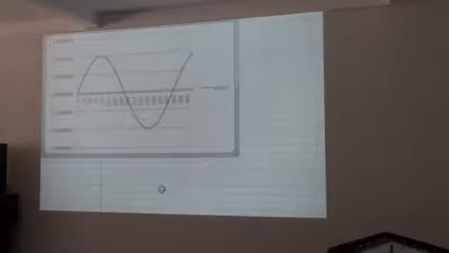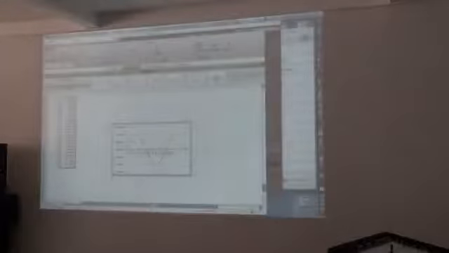So this sine wave that we can see here is the one that is producing the sound. What is the frequency that we are playing?